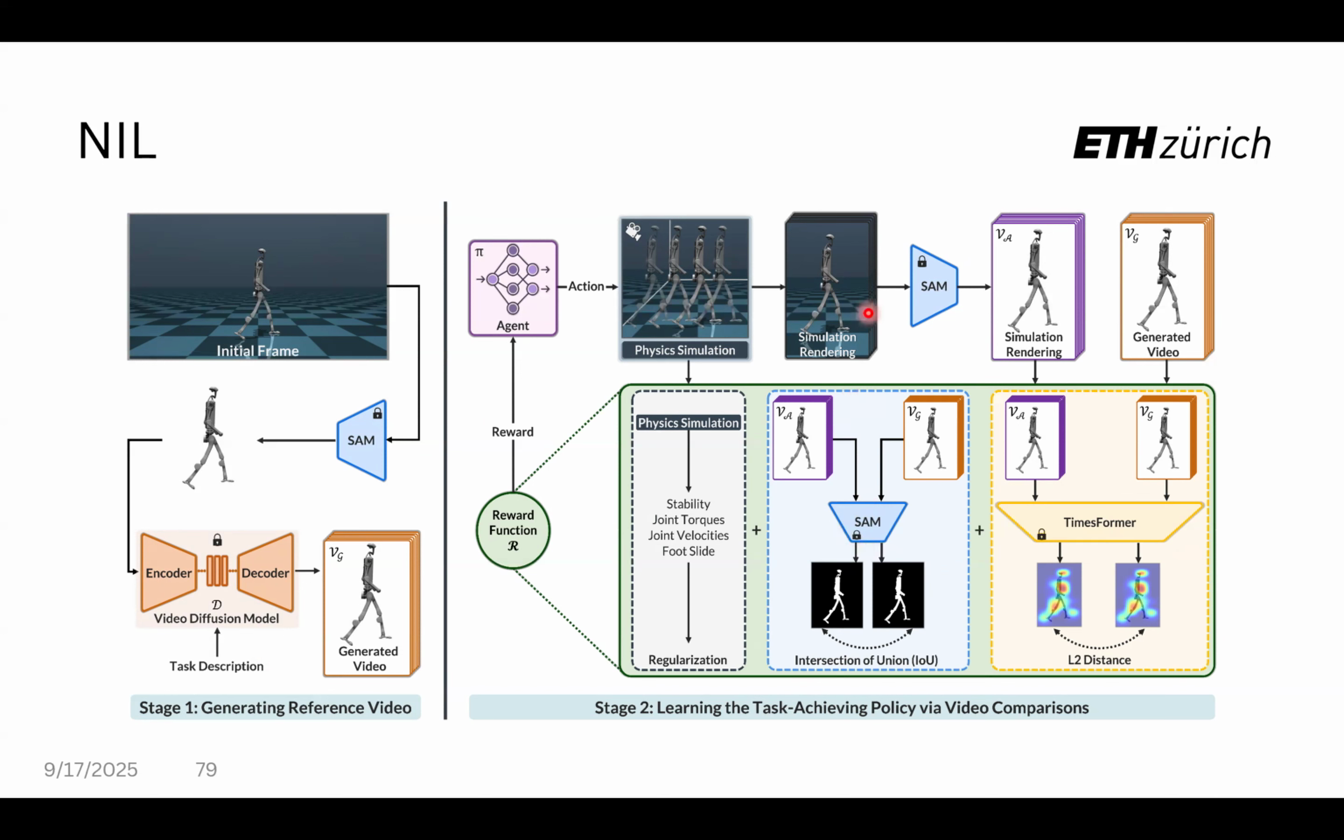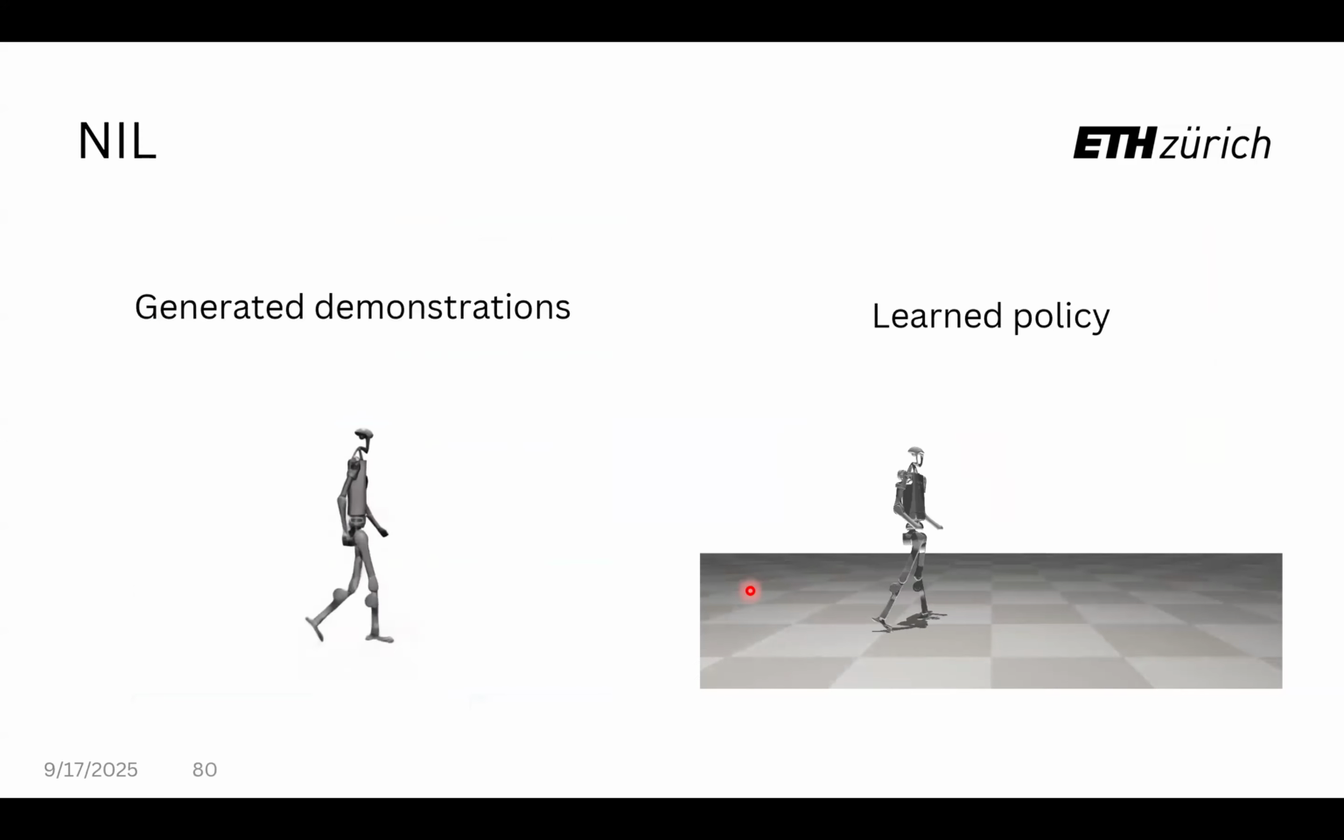So what we do is we have this simulation frame, we segment it, we got this humanoid walking, and we pass it through the video diffusion model. We got the sequence of generated videos, and we compute the L2 distance plus the intersection over the union, with some regularizations. And here's the video. These are generated demonstrations.